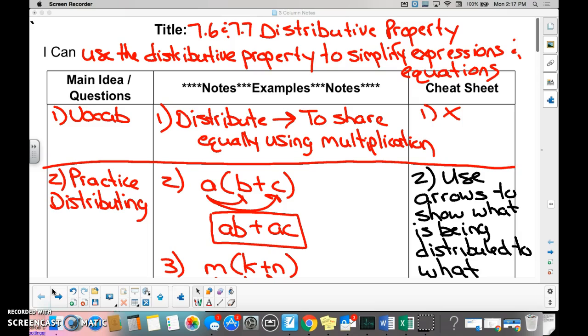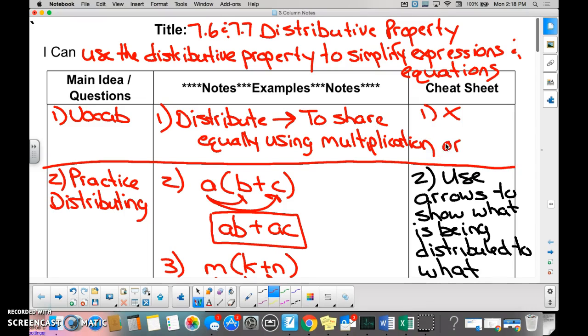What does distribute mean, Peta? To share equally using multiplication. And we also can share equally using division. So everyone, I want you to add that to your notes. Share equally using multiplication or division, because we did do both. I didn't know we'd get that far today.